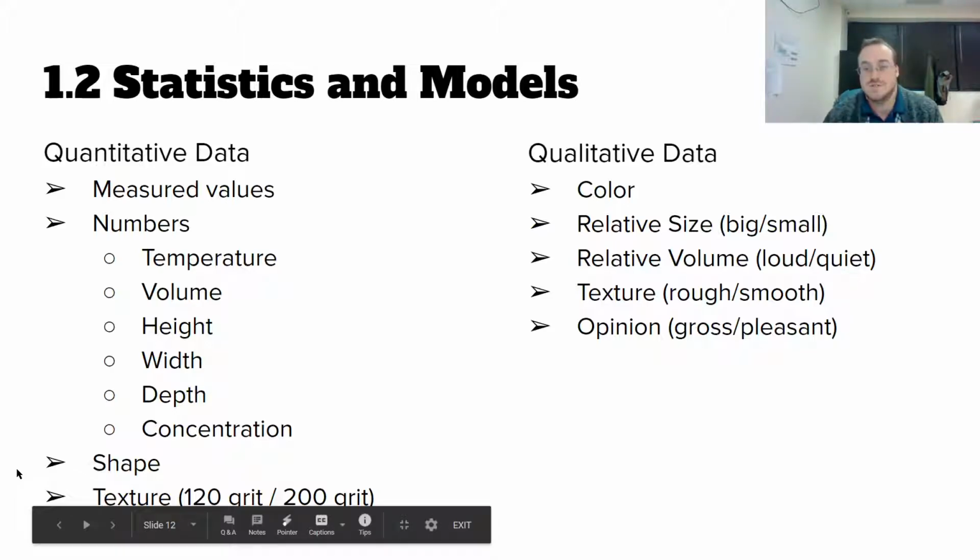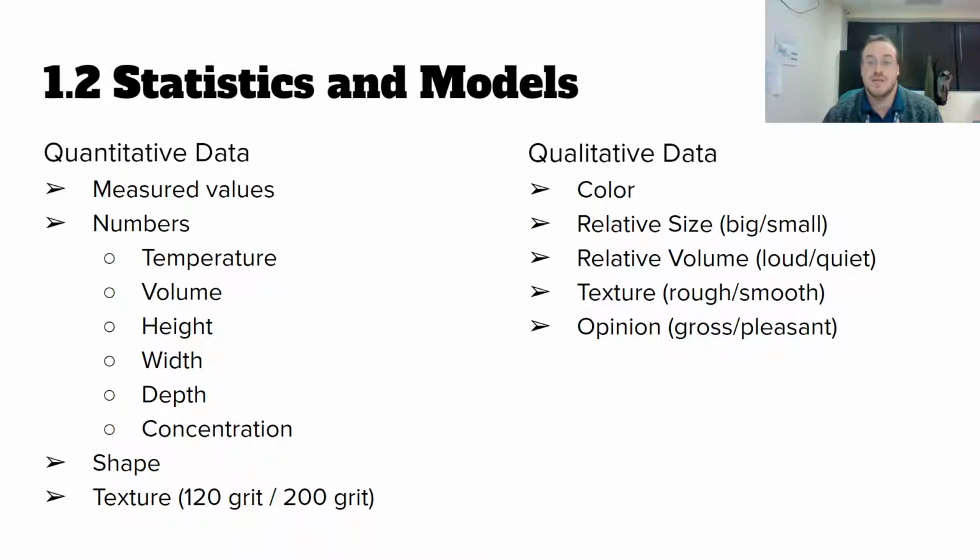1200 nanometers. We can also describe things. If it's big or small, loud, quiet, rough, smooth, these are relative. So they're comparing it to something else. You could also have opinions in qualitative data. If you say something looks gross or smells pleasant, that counts as qualitative data, if it smells good. But if you say it smells like vanilla or banana, those are going to be quantitative data because we know what those things smell like.